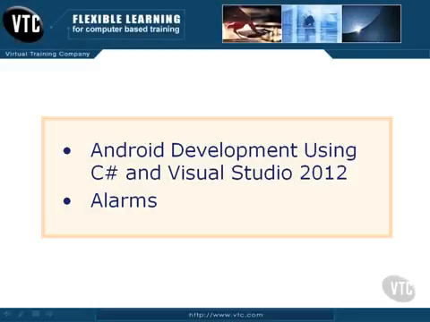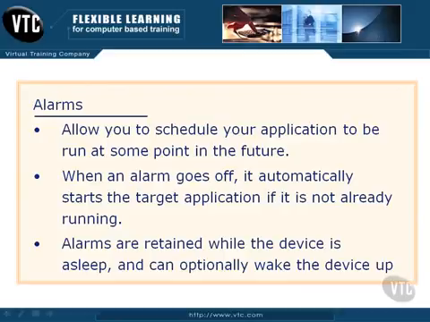In this lesson, we're going to talk about alarms. The Android operating system has alarms to allow you to schedule your application to be run at some point in the future. When an alarm goes off, it automatically starts the target application if it's not already running. And in fact, we'll see that it will start the application in a particular intent. The alarms are retained while the device is asleep, so it can optionally wake the device up.